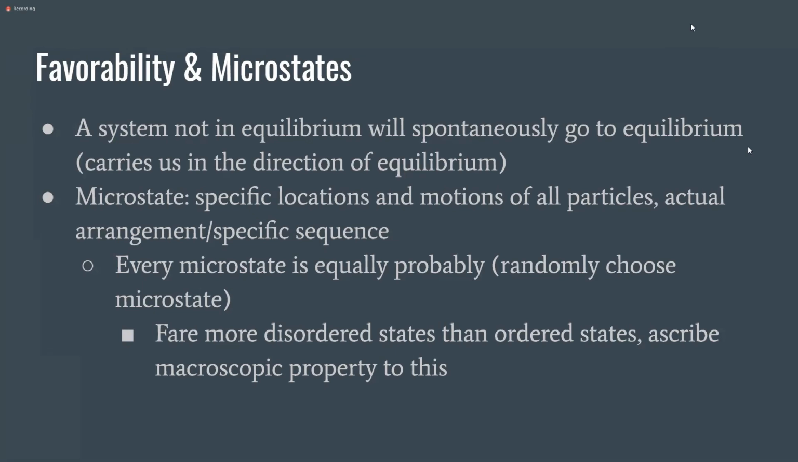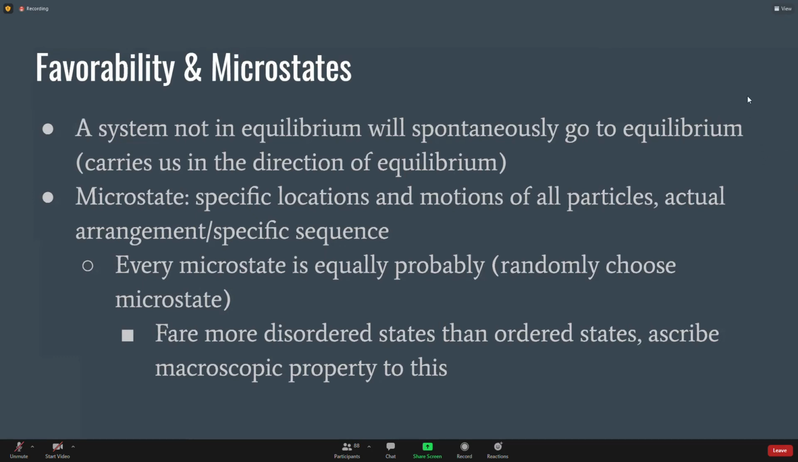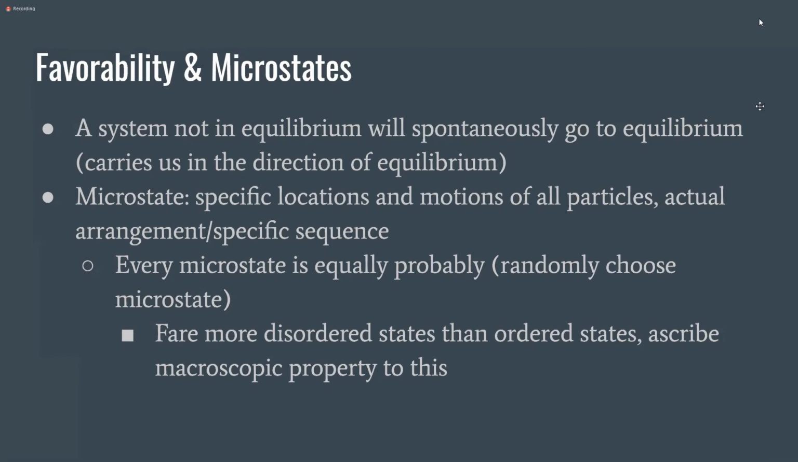And it's important to recognize that with different microstates, each microstate in itself has the same probability, but each macrostate does not occur with the same probability. And I'll talk a little bit more about that in the next slide. But another point to this is that we have more disordered states than ordered states. Just think about how many ways you can mess up your room versus having your room completely clean.